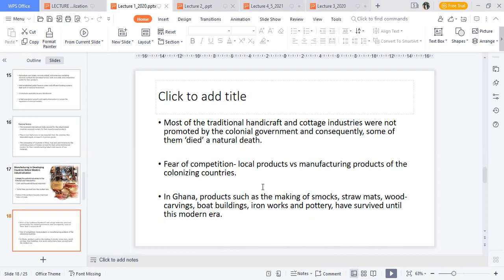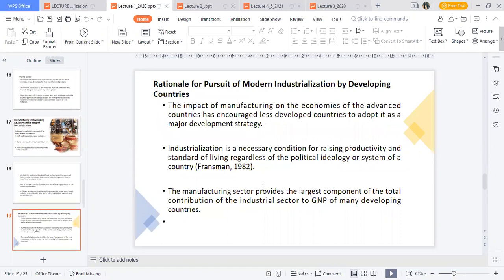In Ghana, products such as straw mats and wood carvings. When you go to the hotels and guest houses, you have all these things. Boat building, iron works, and pottery have survived until this modern era.